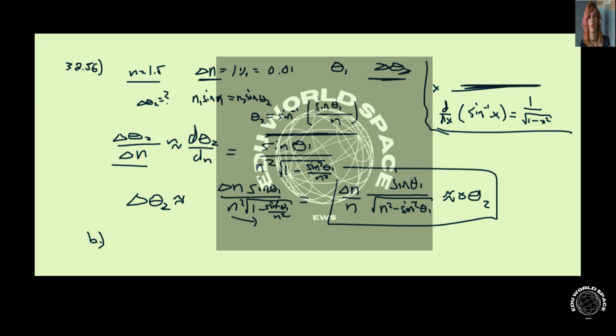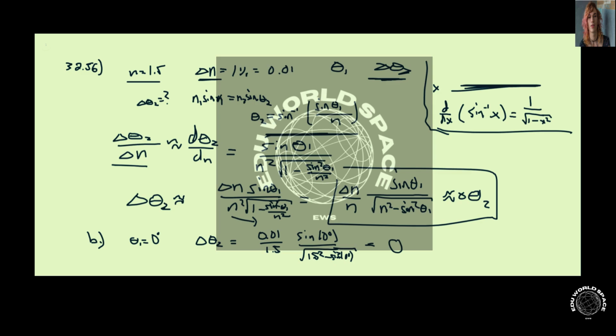So part B says for theta 1 equaling 0 degrees, what is our delta theta 2 in degrees? So delta theta 2 is given from this equation. So all we have to do now is plug in our values. So delta n is 0.01 over 1.5, and then sine of 0 degrees over the square root of 1.5 squared minus sine squared of 0 degrees. So if we solve that out, we should see this is just 0.